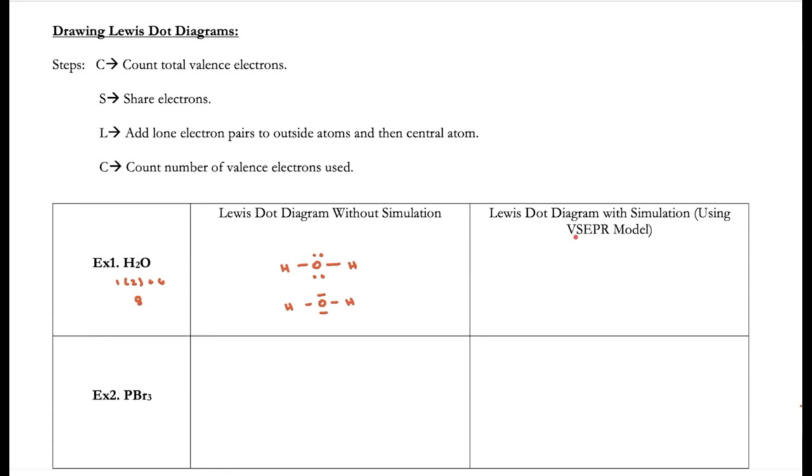Okay, and what the VSEPR model basically tells us is exactly what I just said. The atoms are going to be as far apart from one another as possible to minimize their repulsions of one another. They're going to be as far apart as is physically possible, based on the fact that you've got these lone pairs of electrons as well. And so the way that we determine what this will look like is we're going to be using a simulation. So let me show you what water would look like first.